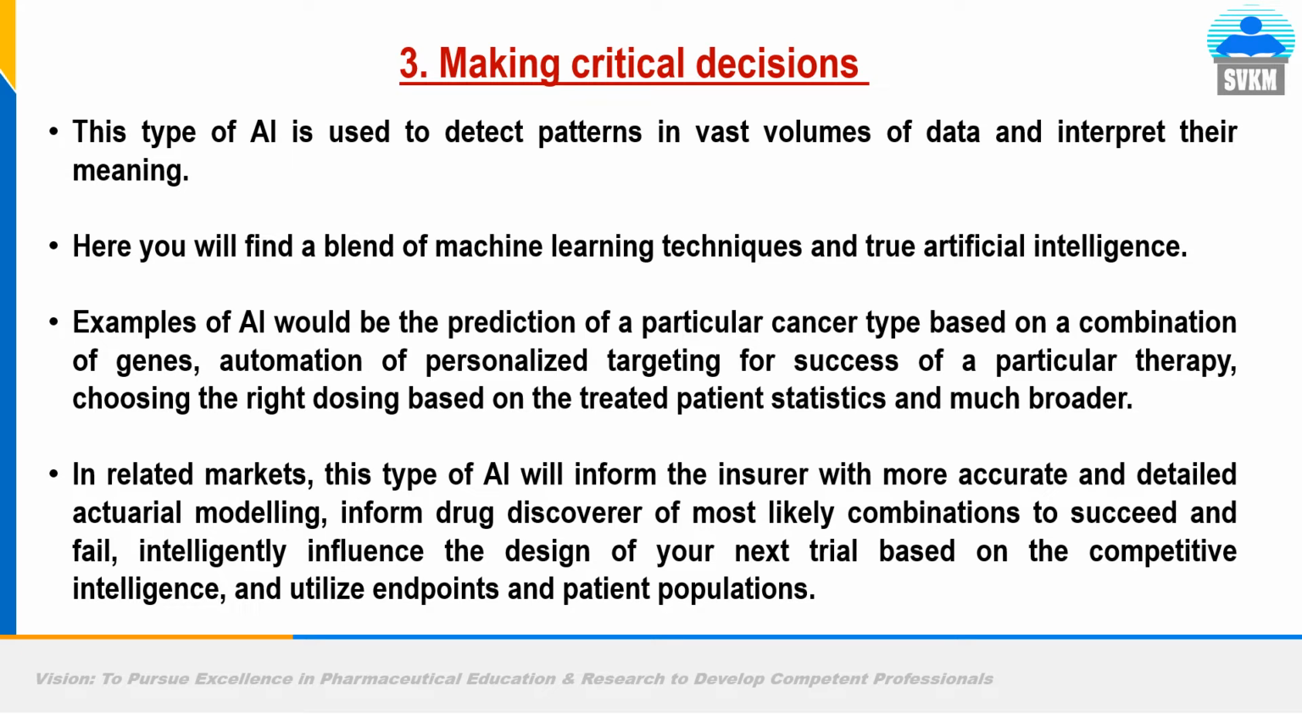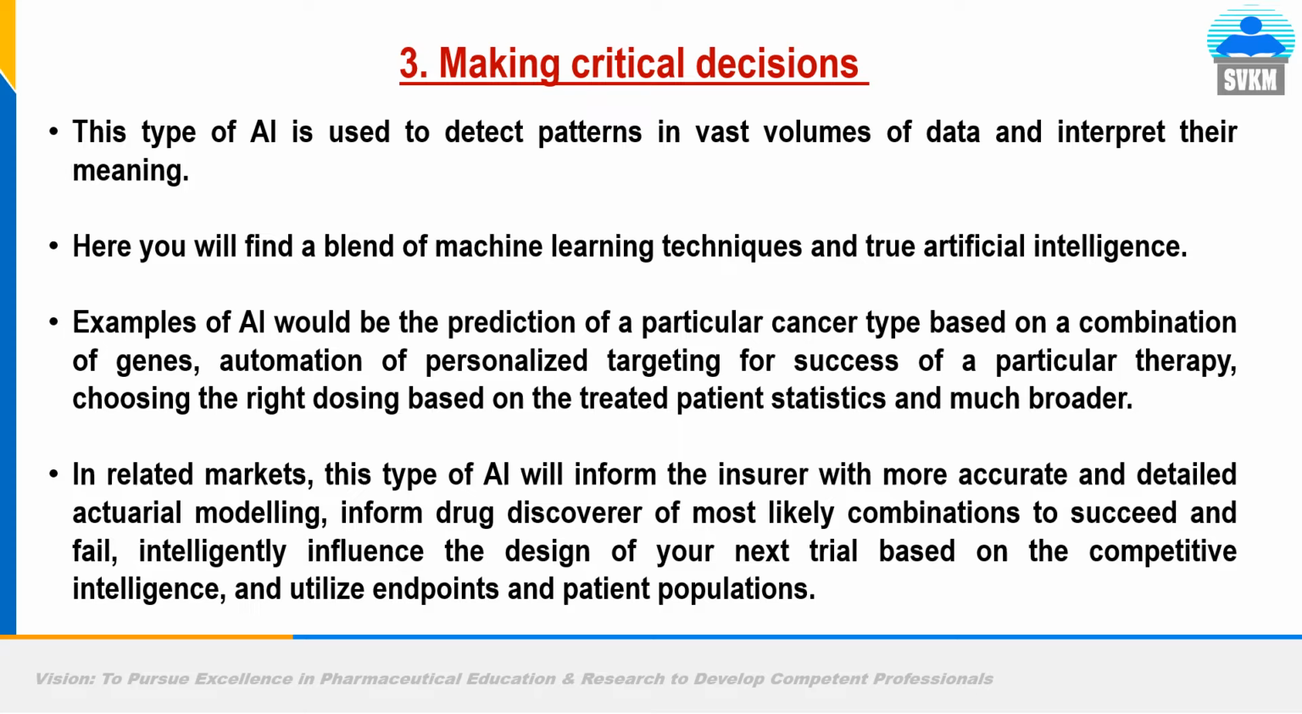Third application of AI in general is making critical decisions. This type of AI is used to detect patterns in vast volumes of data and interpret their meaning. So this hidden pattern identification, or identifying some non-collinear relationship between the data, is the job of artificial neural networks through hidden layers, and this particular domain comes in the category of deep learning, part of AI.